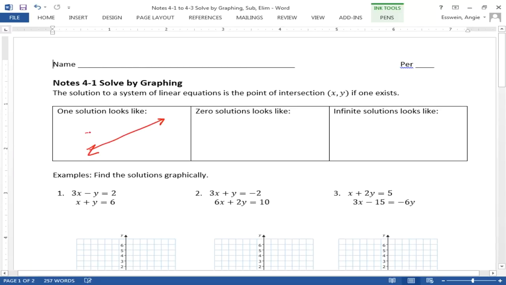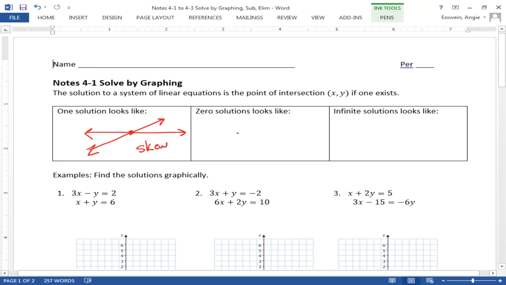Do you know what this is called in geometry when the lines go like that? When they're not parallel, they are askew, but that's okay. So one solution looks like that. The lines are skew. Or is it askew? We'll just say skew.